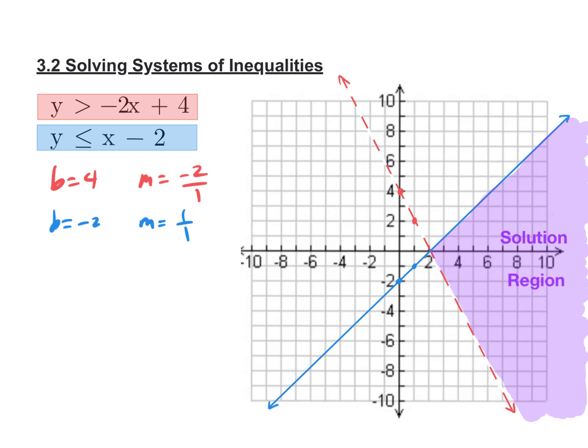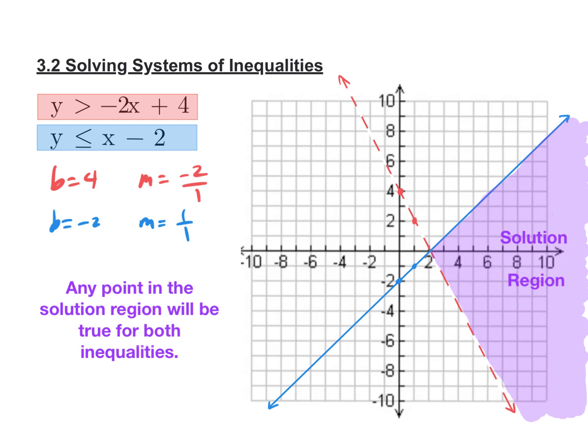So that's how it's connected to our systems of equations. Because generally speaking, with systems of equations, we end up with a point as a solution, a point of intersection. For systems of inequalities, we have a region of intersection. Okay? This is saying any point in the solution region will be true for both inequalities. I'm just going to remove that because we don't have to label it. That's the understanding that I want you to have. And that's how it's connected.